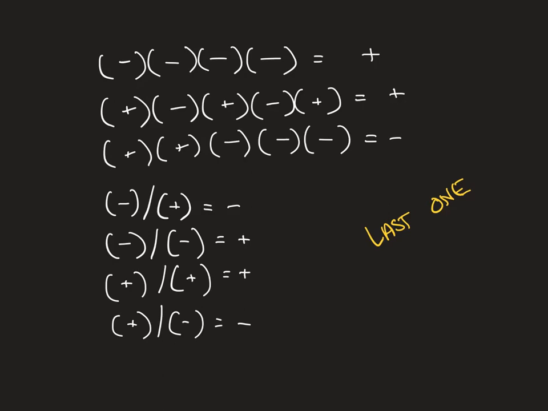Now let's look at the division. We have a negative divided by a positive. That's going to give us a negative result. We then have a negative divided by a negative, which will give us a positive result. A positive divided by a positive will also give us a positive result. And then we have a positive divided by a negative, which again will give us a negative result.